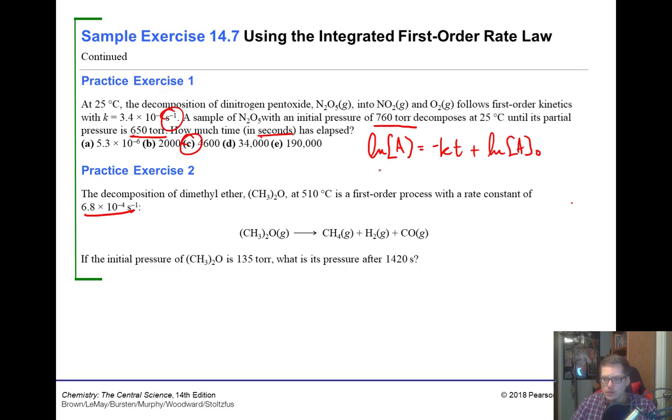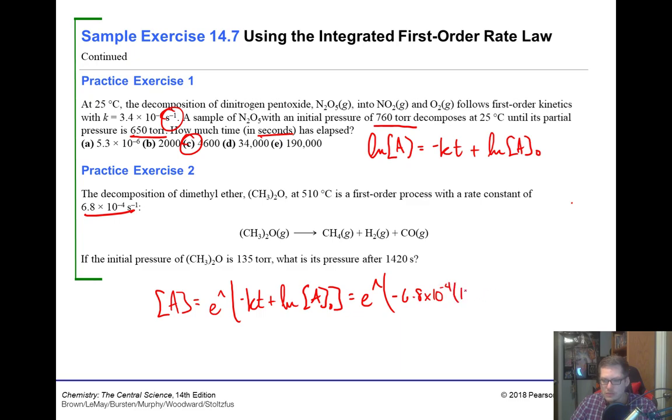All right, so we're looking for the pressure after a certain amount of time goes by. So we don't even have to rearrange it. We just have to move our natural log over. So our concentration of A would be equal to e to the negative kt plus the natural log of the initial concentration of A. All right, so now we just plug things in. So e to the negative k value, which is 6.8 times 10 to the minus 4th, times our t, which is 1420, plus the natural log of our initial concentration, which is 135.